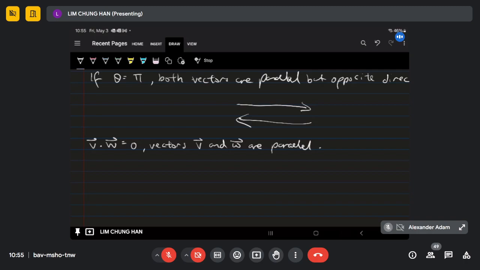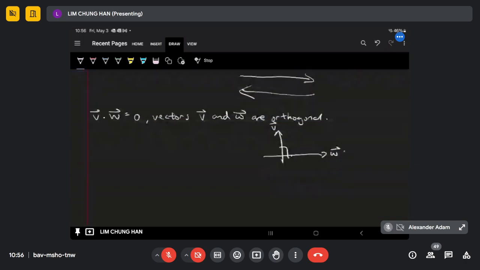Oh, actually, no, not parallel. Orthogonal. Orthogonal, not parallel. Yeah, that means 90 degrees. So if you do v dot w and it is 0, that means the two vectors are orthogonal to each other. Not parallel. Yeah, orthogonal. Change, yeah? Bukan parallel, orthogonal. Okay.